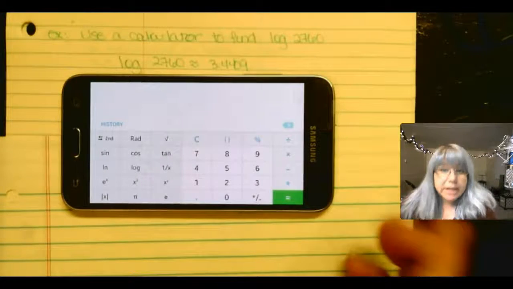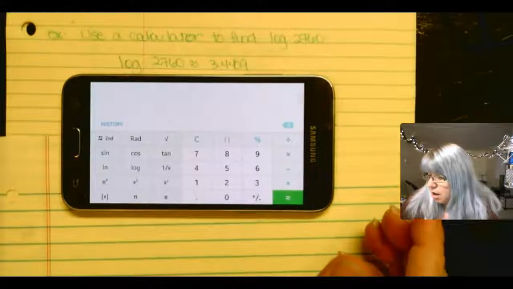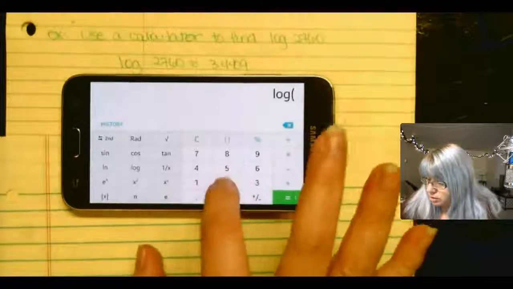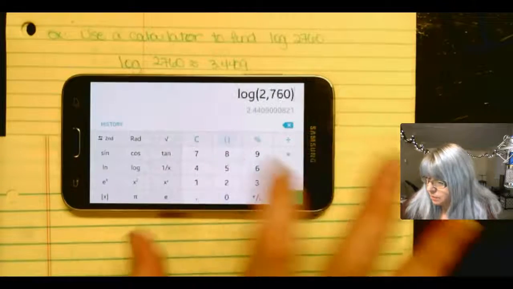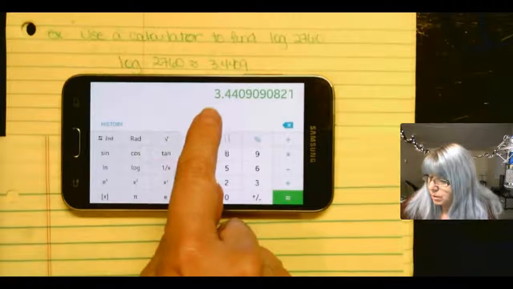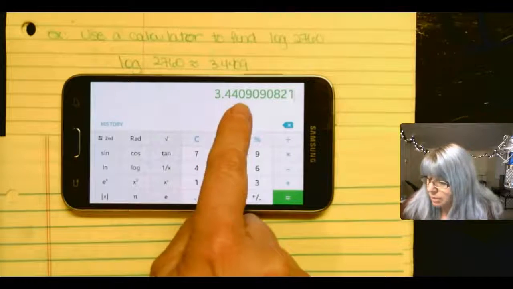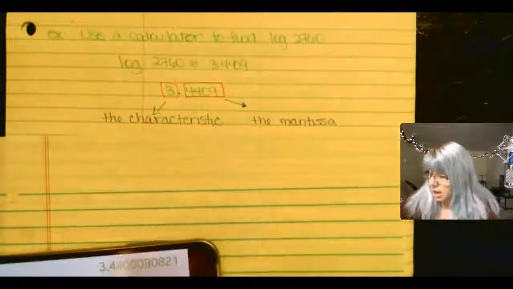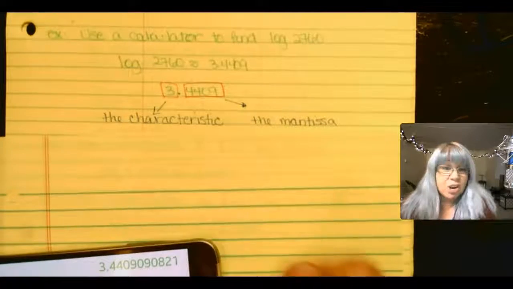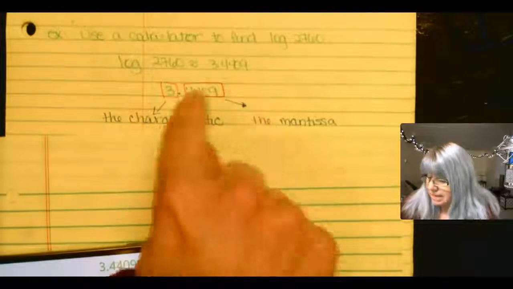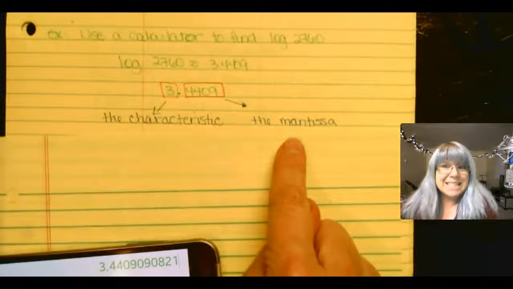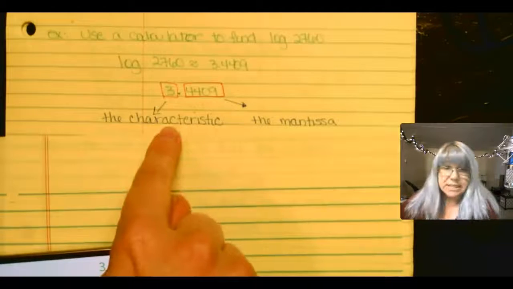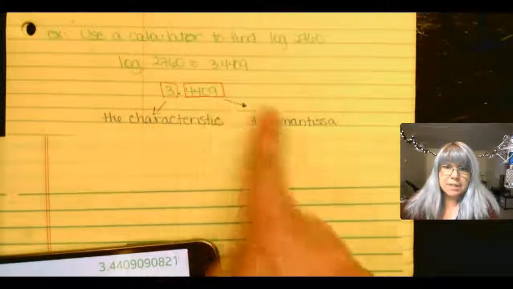All right, so we're going to use a calculator to find the log of 2,760. So log 2,760 is going to be 3.4409, and so on. Okay. Here's the thing. The 3 is called the characteristic. The decimal portion is called the mantissa. They're names that we give these things. 3 is the characteristic, and the decimal is the mantissa.